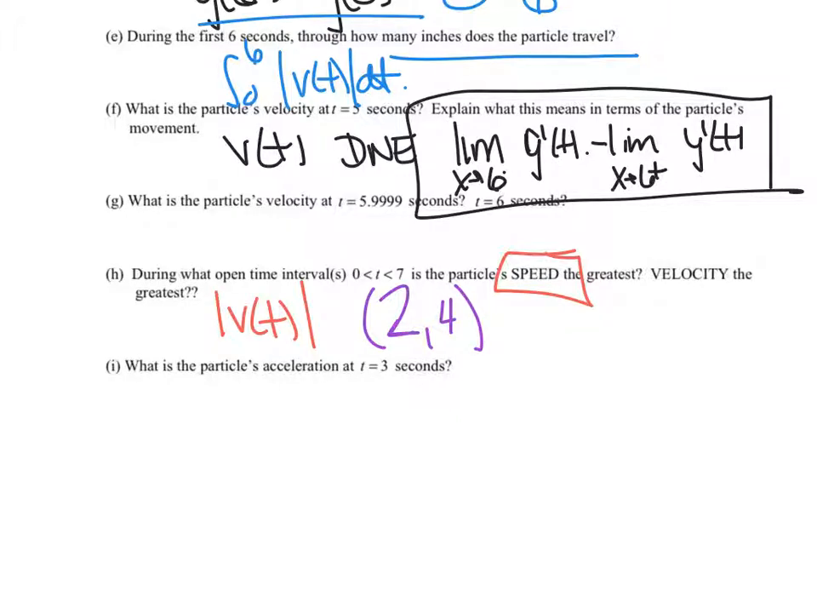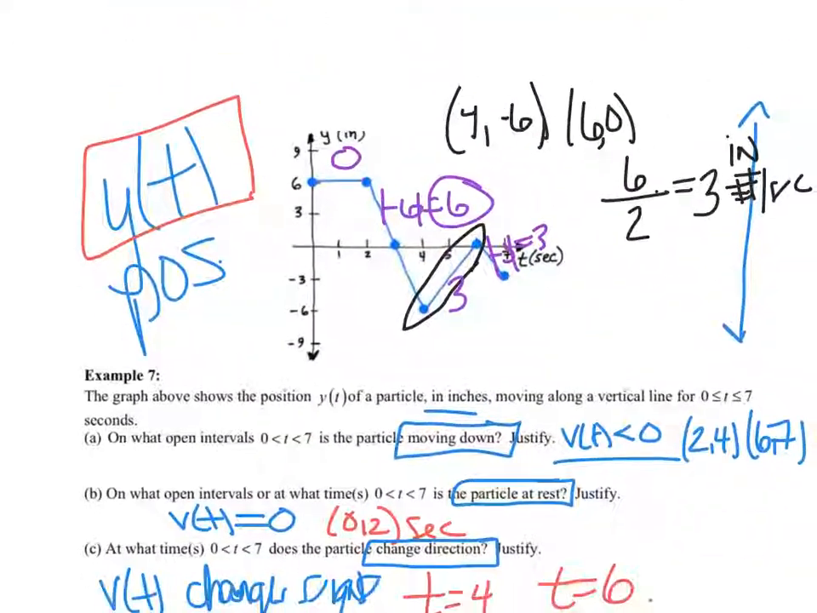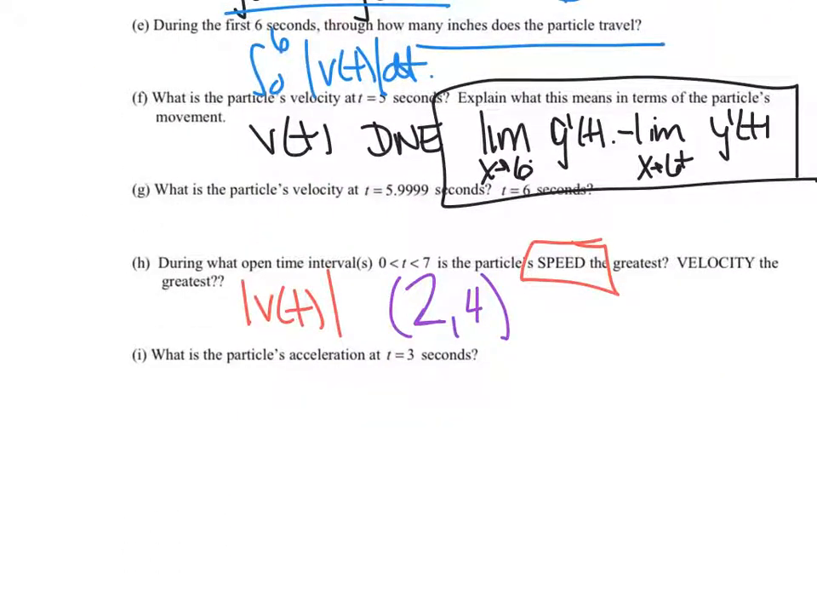And lastly, part I, what is the particle's acceleration at t equals 3? So let's go back and take a look at what we know. At t equals 3 here, we know the position is 0. We know the velocity, the slope of this whole line, so the slope right at 3 is equal to 6. So what does that tell you about the acceleration? Well, if the velocity is a constant 6, then its slope, or its derivative, is going to be 0 because it's a constant. I know that the acceleration at 3 has to be 0.